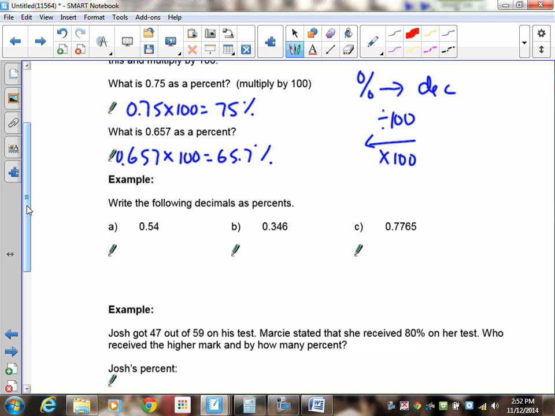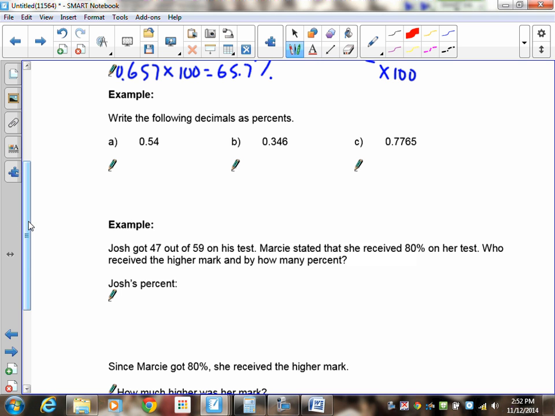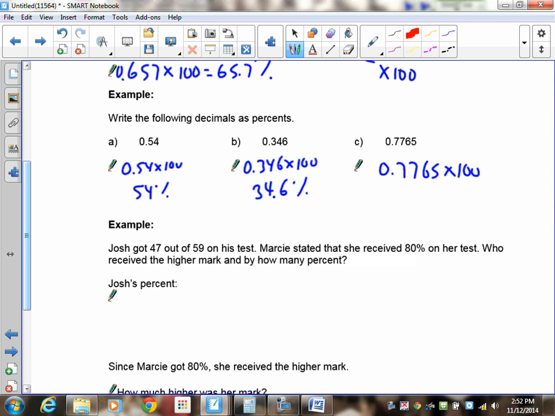Okay, so let's take a look. 0.54, so that is 0.54 times 100, and you end up getting 54%. This is 0.346 times 100. You end up getting 34.6%. This is 0.7765 times 100. You end up getting 77.65%. Okay?